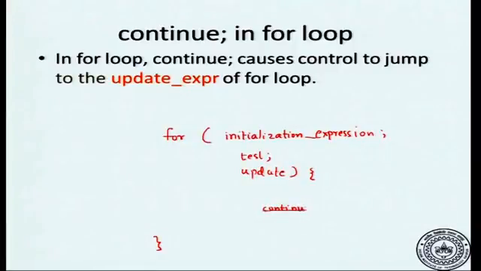In the case of a while loop, it's very clear. You go to the test expression, you go to the next iteration. The only question is, in the case of a for loop, do you go to the update statement? And the answer is yes. When you skip the remaining part of the loop, this is the part that you will skip. When you skip that, you go directly to the update statement.